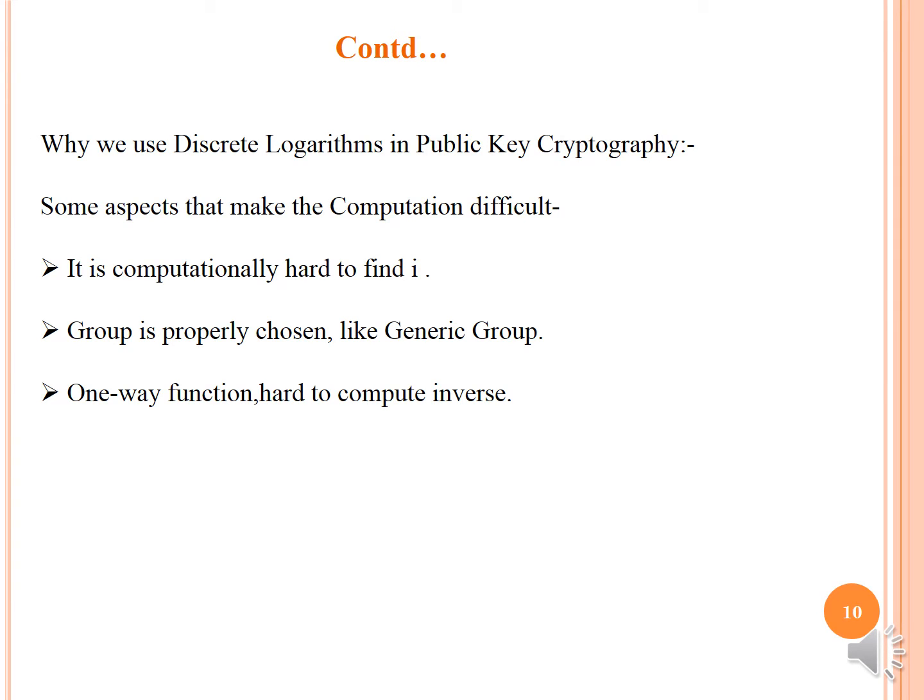The question that comes to mind is why we are using discrete log in public key cryptography. There are some aspects that make it computationally difficult. First, it is computationally hard to find the value of i, if we choose a group properly, like a generic group in which the order is a product of prime numbers. The third one is the one-way property: it is easy to find the value of y if we have x, but it is very difficult to find the value of x if we have y.